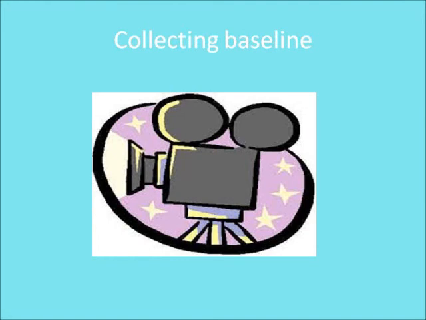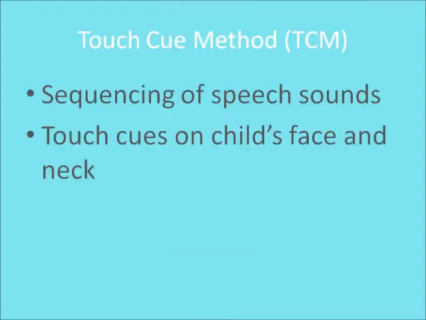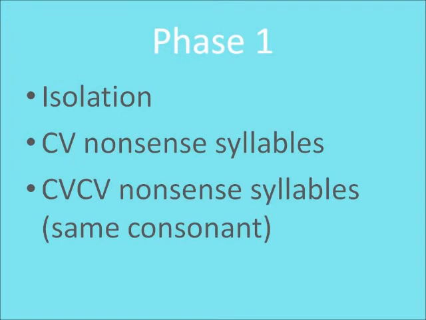Baseline data should be collected through a speech-language sample that is video recorded to examine prosody and vowel-consonant combinations. In the touch cue method, the sequencing of speech sounds is reinforced by giving touch cues on the child's face and neck. In phase one, the clinician will introduce the touch cues for each targeted sound in isolation. Next, the clinician will target phonemes and CV nonsense syllables. Lastly, the phonemes will be targeted in CV-CV nonsense syllables with the same consonant.